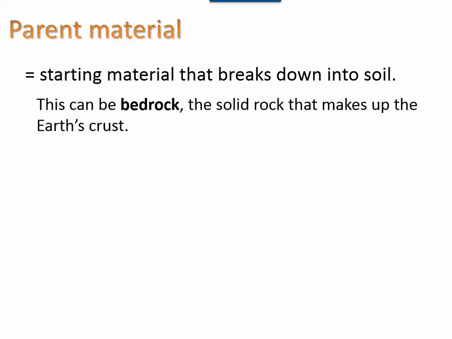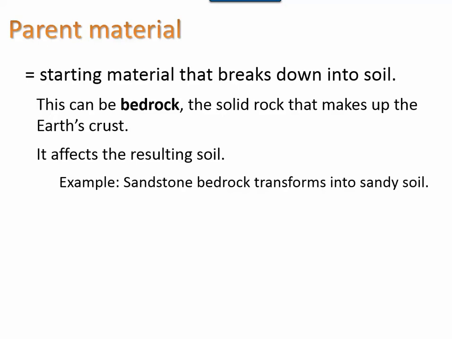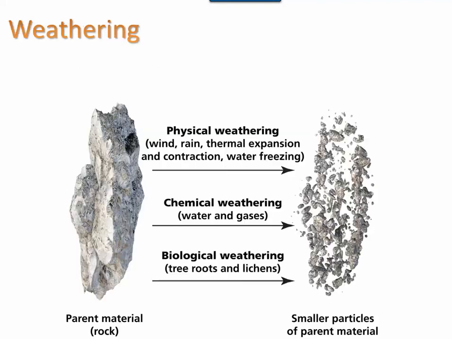And this can be bedrock, the solid rock that makes up the Earth's crust. It could also be freshly formed igneous rock from a lava flow. And it affects what you get as the final soil. For example, sandstone bedrock transforms into sandy soil, and that's what I have around my house. So the process of the rock turning into soil is what we call weathering.